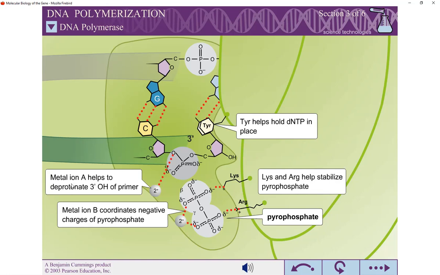Lastly, metal ion A helps to deprotonate the 3' hydroxy group of the primer. So the metal ion, which has deprotonated the 3' hydroxy group, this 3' hydroxy group is going to attack the phosphate molecule, and then the phosphodiester backbone is produced. Metal ion B coordinates the negative charges of the pyrophosphate. These are the negative charges of the pyrophosphate which are being coordinated by the metal ions. Next, there is the bond which is being produced.